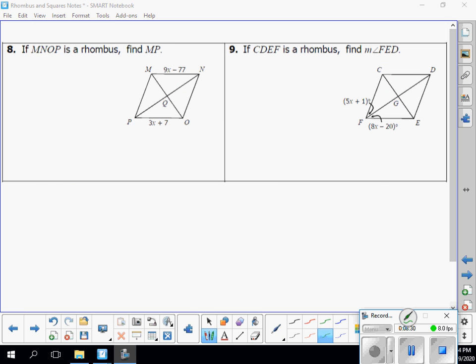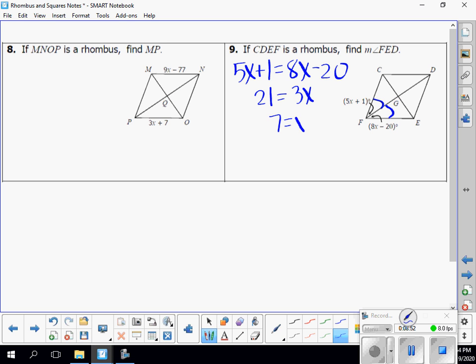All right, let's look at number 9. It tells me it's a rhombus. So we're kind of going backtracked for a little bit. A rhombus, what I know about my diagonals is that it bisects my angles. So what that means is that both of these are going to end up being congruent to each other. So I can set them equal because my diagonals bisect them. And I get 7 for my x value.